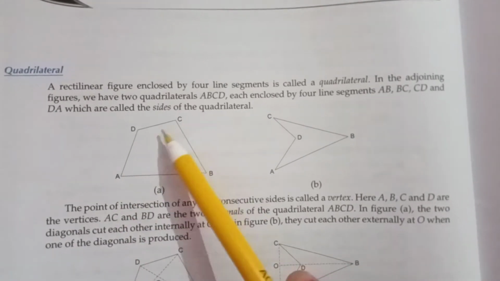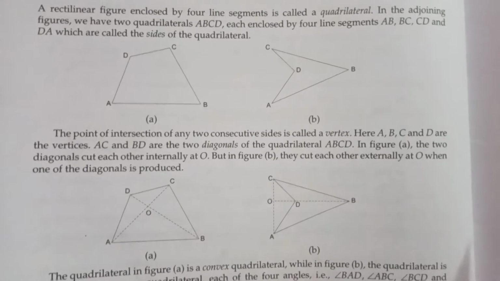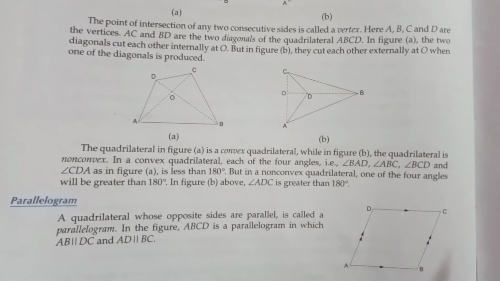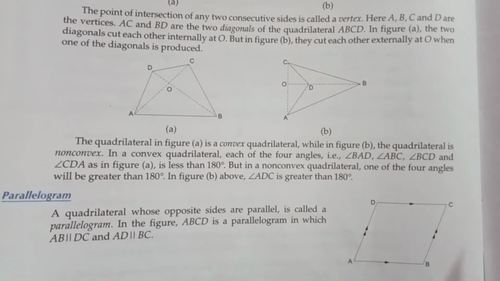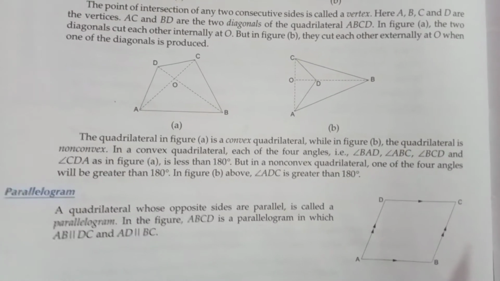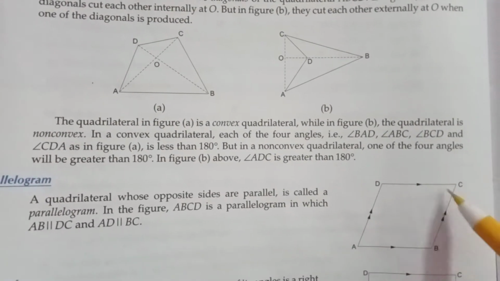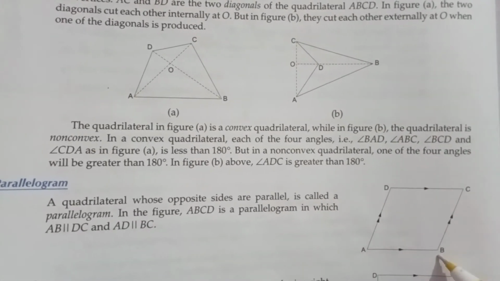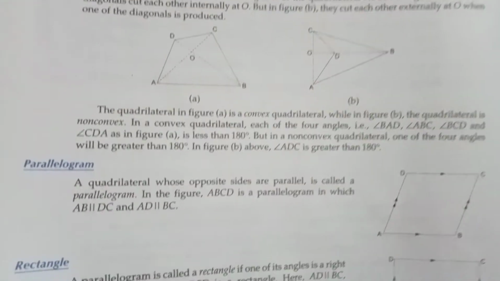AC and BD are the diagonals. Clear? Now the first quadrilateral which we study is the parallelogram. A quadrilateral whose opposite sides are parallel is called a parallelogram. Now this is the figure of a parallelogram. This AB side is parallel to CD, and this AD is parallel to BC. Opposite sides are equal and parallel in a parallelogram.